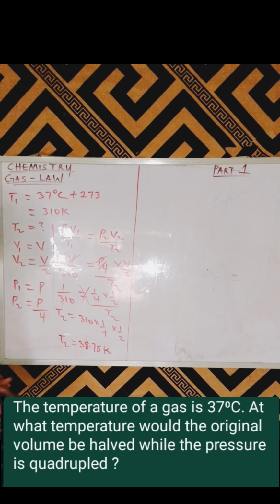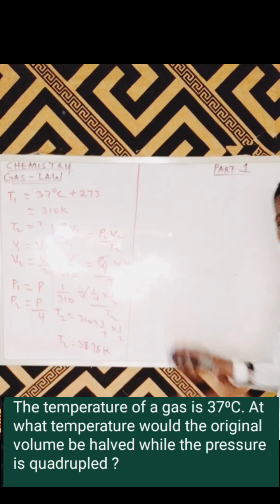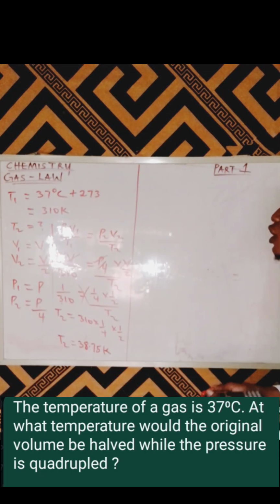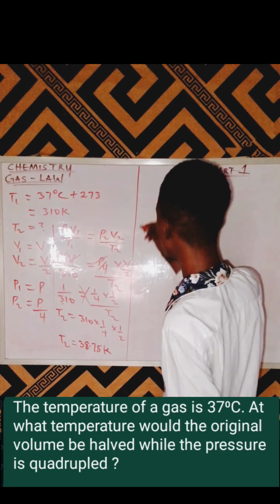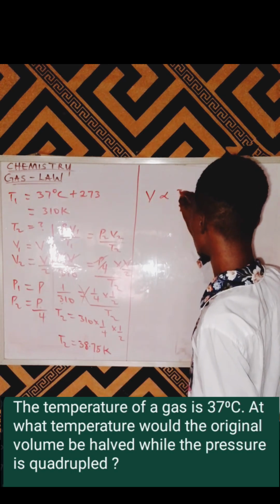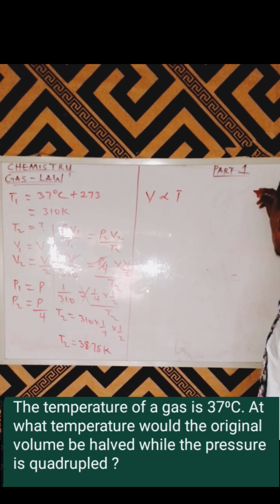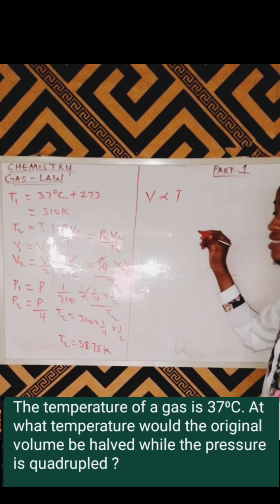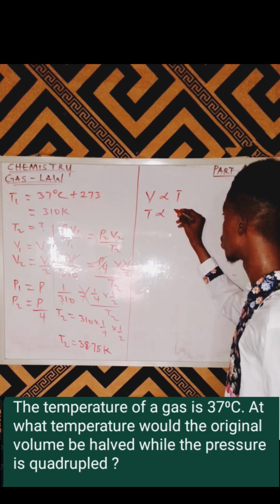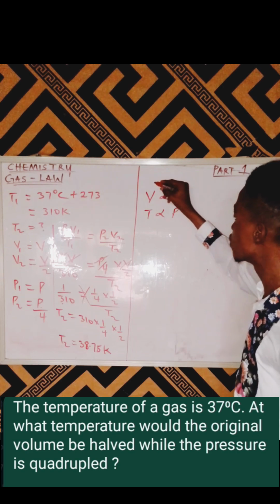Now the easiest way to solve this, as long as you know the relationship between temperature and volume and temperature and pressure, is to use your brain. You know that volume is directly proportional to temperature. I've given you this before, and there's a formula I derived: P1 over T1 equals... So temperature is also directly proportional to pressure. Anything that happens to the temperature is the same as what happens to the volume.